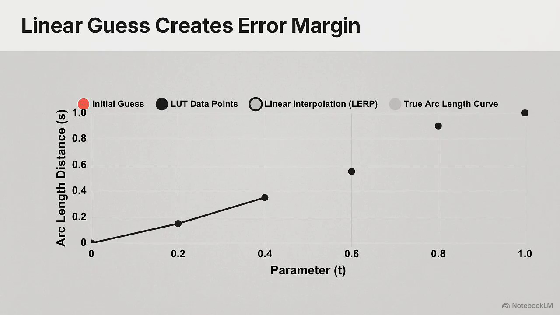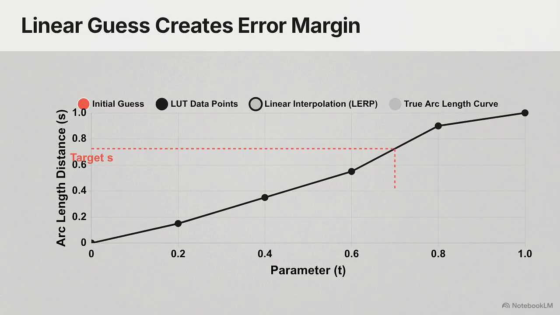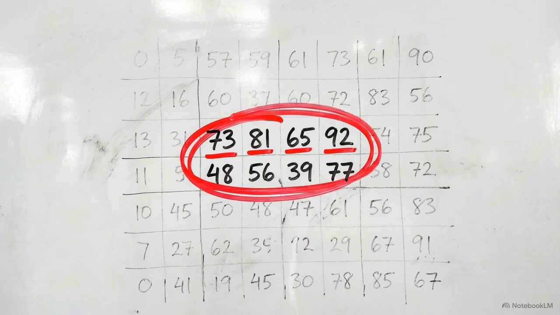This scatterplot visualizes the LUT points in mathematical space. Drawing a straight line between the two closest points generates a fast initial guess, t sub 0. Because the true relationship is curved, this straight line inherently produces a small error margin. Linear interpolation alone is too inaccurate for flawless simulation. However, for a microscopic computational cost, it successfully narrows the search radius.